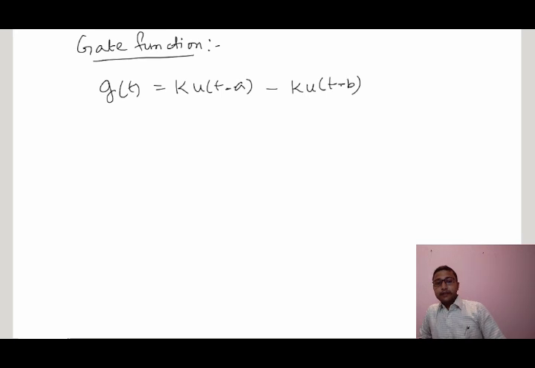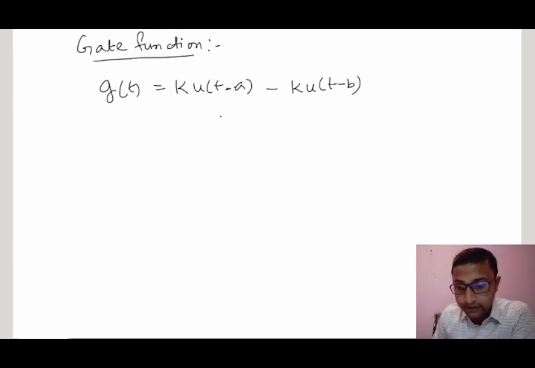That means, look, u(t minus a) means there is a unit step signal with a phase shift by small a seconds from the origin, and u(t minus b) means unit step signal with a phase shift small b from the origin, nothing else, and k means constant magnitude. But there is a difference of two signals. It's called the gate signal.